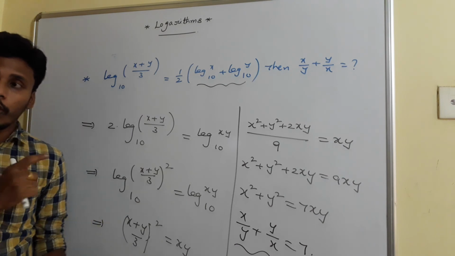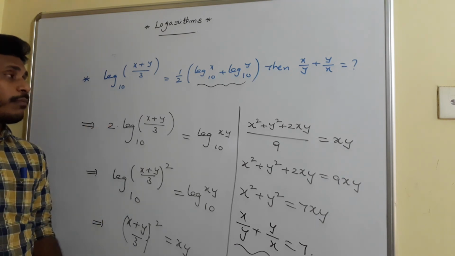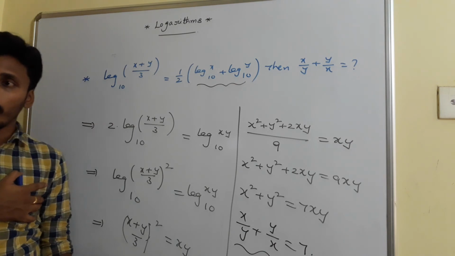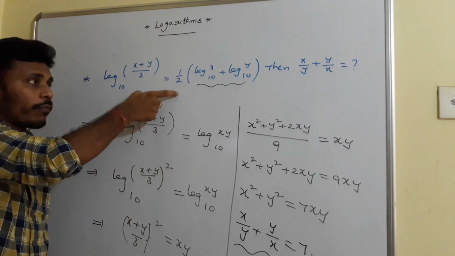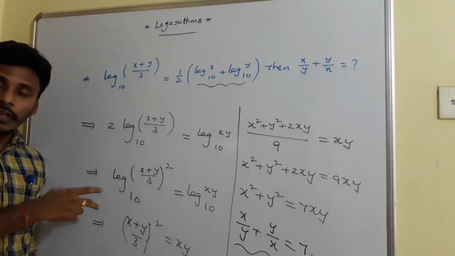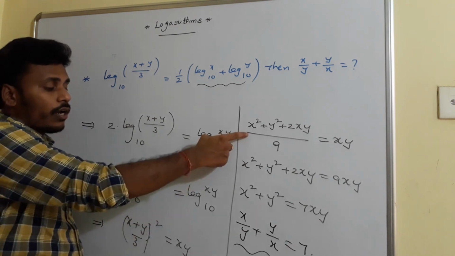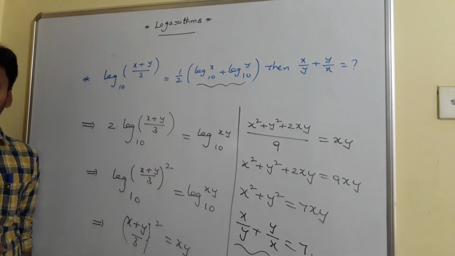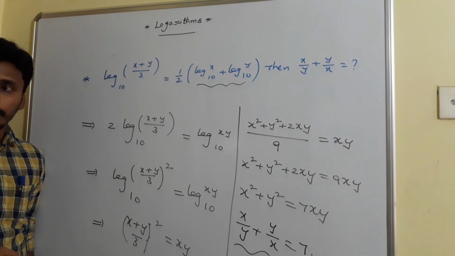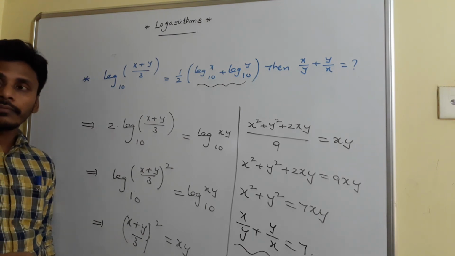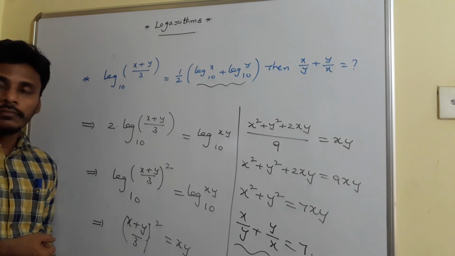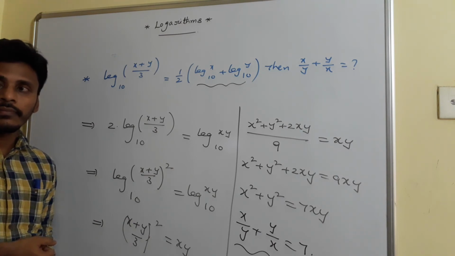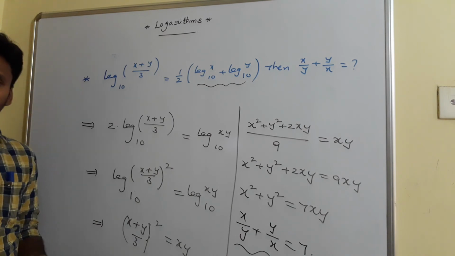Is it right? Just observe it. Logarithm of (x plus y)/3 base 10 is given as half log x base 10 plus log y base 10, and they ask us to find the value of x by y plus y by x. Here from the given problem, just rearrange it, remove the logarithm with base 10, and from this relation we have that x by y plus y by x is equal to 7. Is it clear? Just take a screenshot, then I move to the next problem. Yeah, I am moving to the next problem.